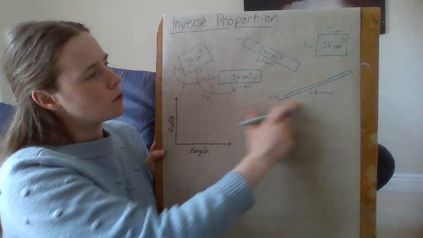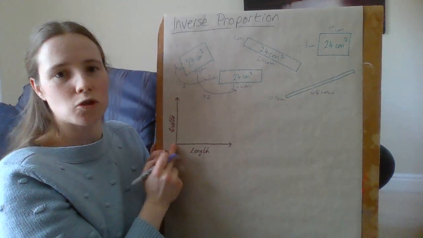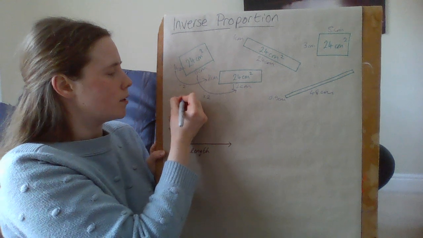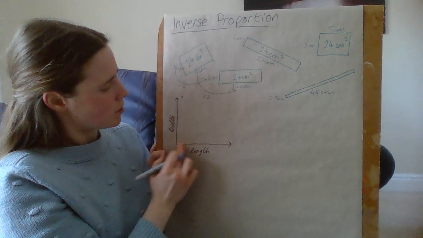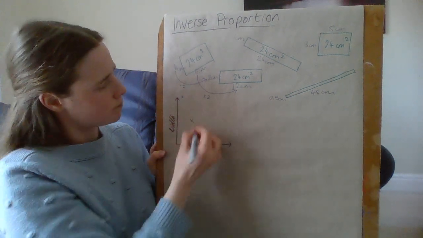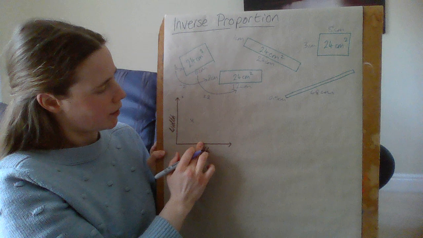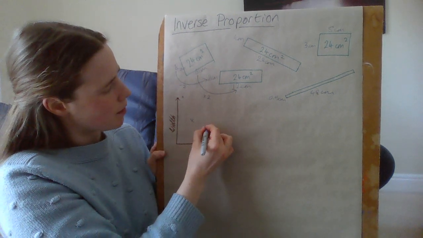So let's say I plotted my 0.5 and my 48. That's going to be very, very short distance along, really, really high up. Okay, next one, if we went for 1 and 24, well, it's going to be twice as far along, but half as high up. So it's going to be about there. Next one, let's go for 3 and 8. That one is going to be, let's say, about there.